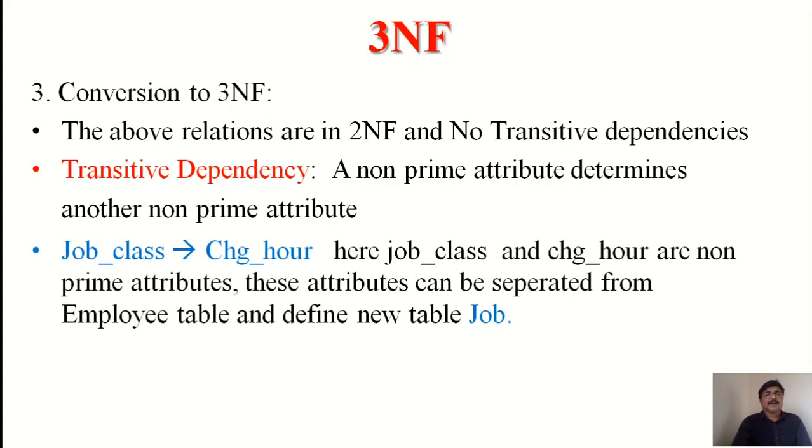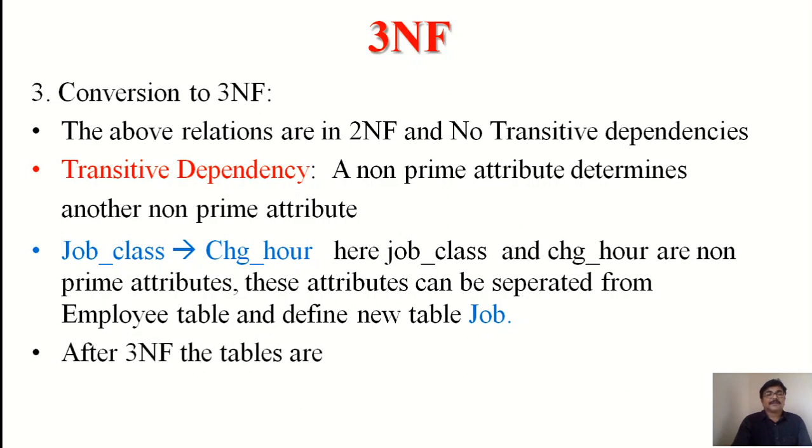Let us see here. We have job class and charges per hour. Here job class determines charges per hour. That means for a software engineer, the charges per hour is like this. For a senior software engineer, the charges per hour is like this. Whereas for a project leader, the charges per hour is like this. That's why the job class determines the charges per hour. So these two attributes can be removed from the employee table and defined as a new table called job table.